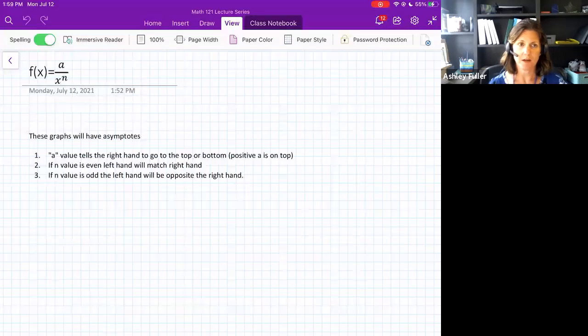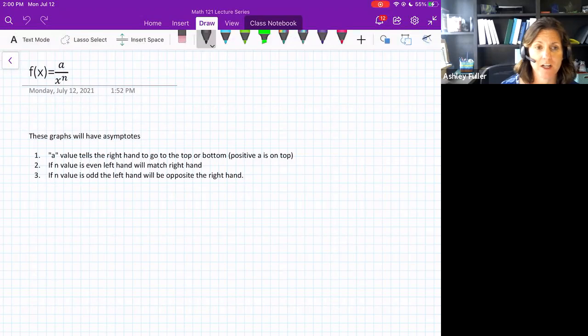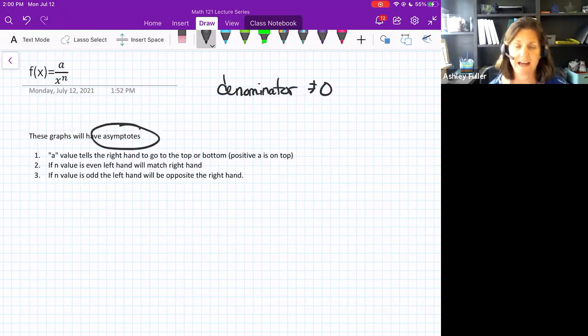The second type of common function we'll look at is f(x) = a/x^n. Note here that we have a variable in the denominator, which tells us there's going to be restrictions on the domain because, remember, the denominator can't equal 0. These graphs, because of that denominator issue, are going to have asymptotes, or areas where the graph does not exist.